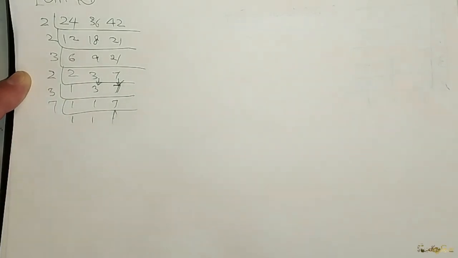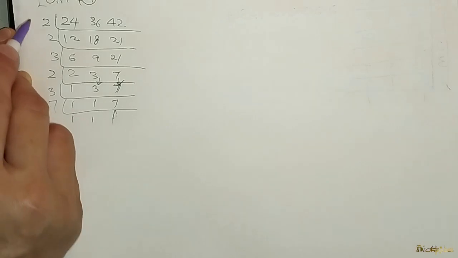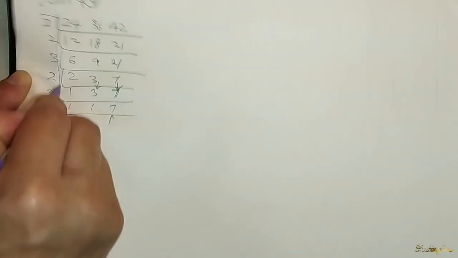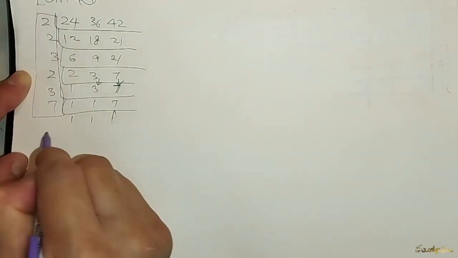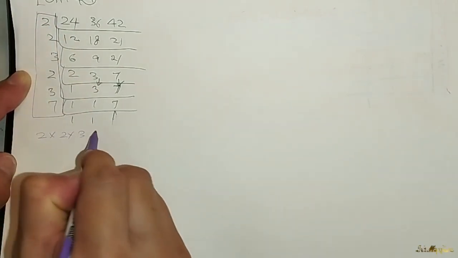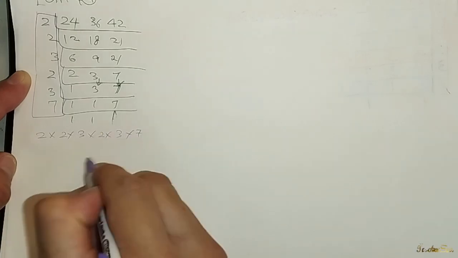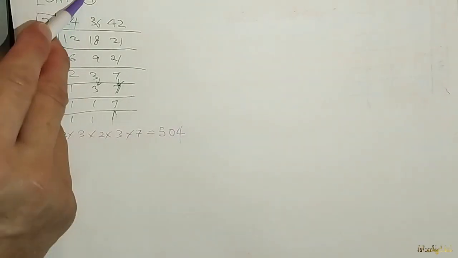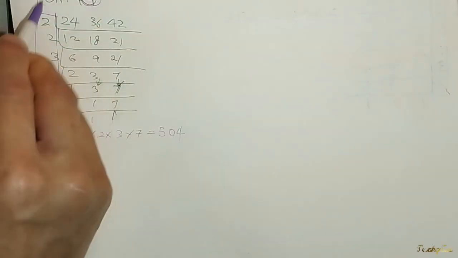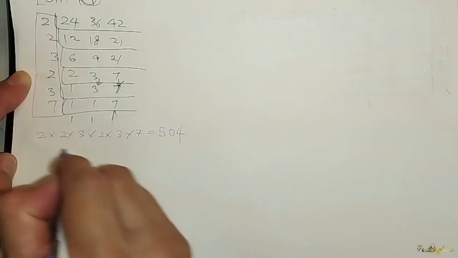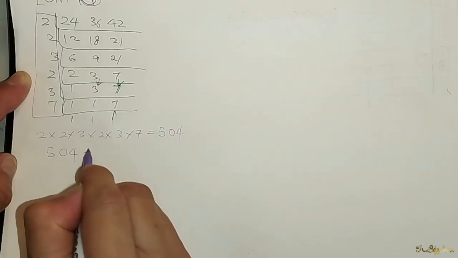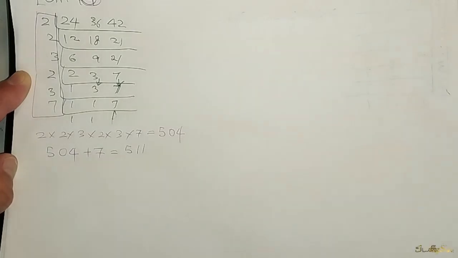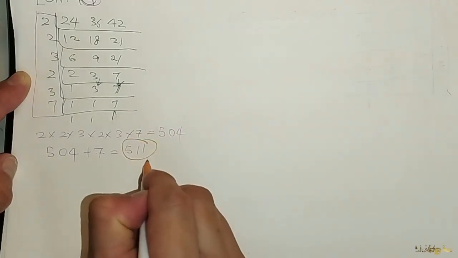Now I have 1. The LCM for 24, 36, 42 is just multiplying all the numbers here: 2, 2, 3, 2, 3, 7. This is equivalent to 504. If I'm asked to find the LCM with a remainder of 7, all you need to do is 504 plus 7, which is equal to 511. This is your LCM with a remainder of 7.